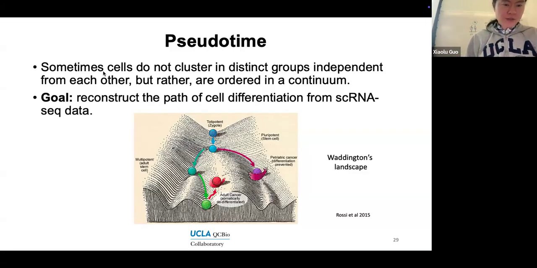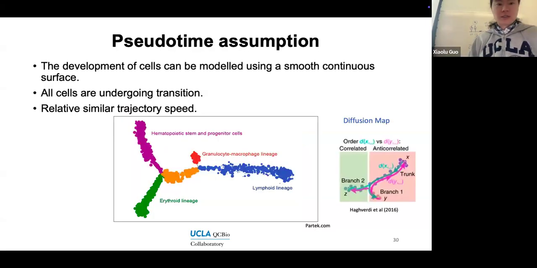And so pseudo-time is kind of similar. It basically reconstructs the path of cell differentiation from the single cell sequencing data. There are some assumptions about the pseudo-time analysis. First is that the development of cells can be modeled using a smooth, continuous surface. That's the underlying algorithm; it has to be based on that assumption to work.